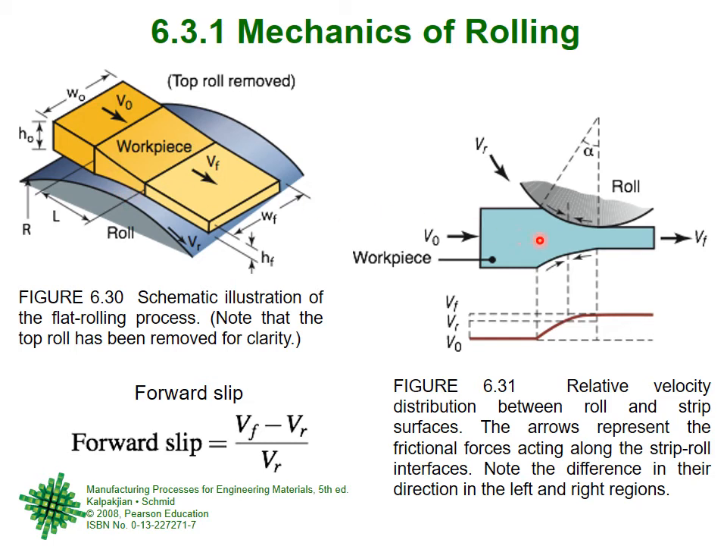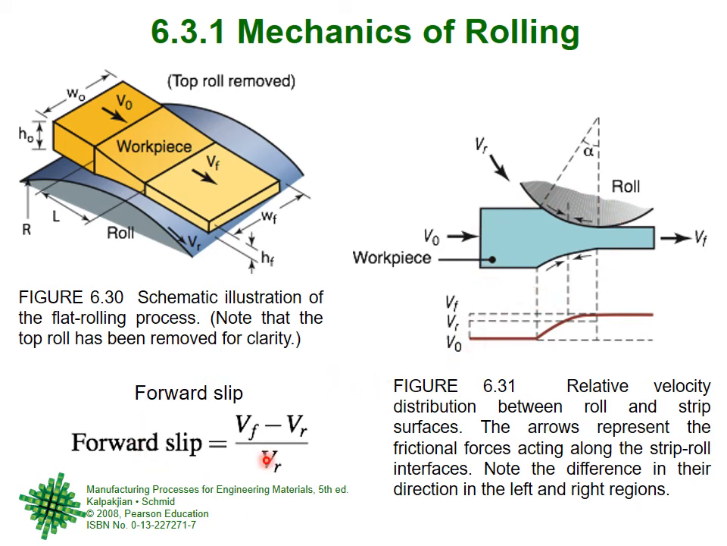And then if you see a 2D view of the same thing, then yes, this is the material before it enters the rolls. This is the material during the contact, and this is the material after the contact. So from here to here, you are in contact, right? And this contact angle is alpha. Vr is the velocity of the roller. V0 is the initial velocity at which the material enters. Vf is the exit velocity at which it leaves. And here you can see V0, Vr, Vf and their relationship.